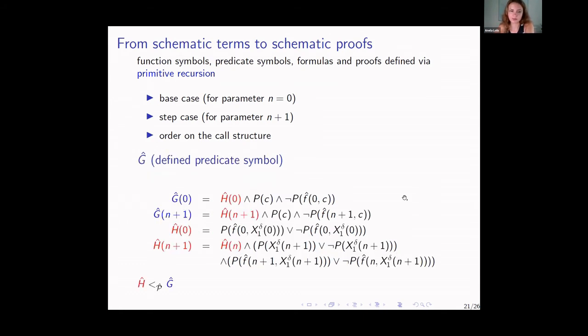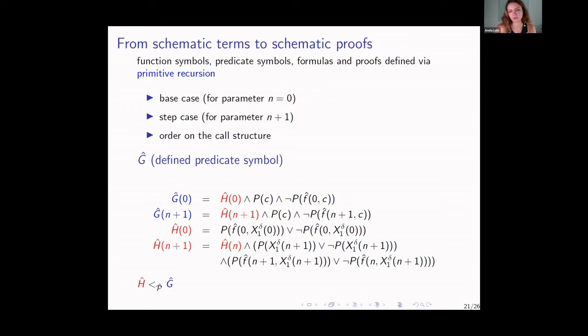We can do the same for predicate symbols. This just looks a bit more complicated, but actually it does the same. If we start here with the red one with H, we have a base case and a step case. And the step case uses H n in its definition. So again, the recursive call. These are here just predicate symbols. We use here the defined function symbol. And this looks like something as if it was in second order, but it's not, it's first order.